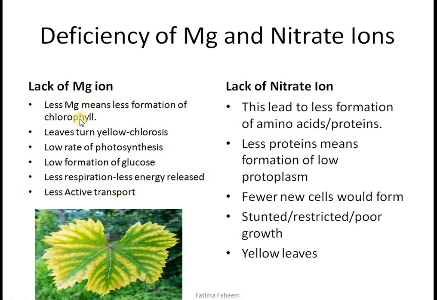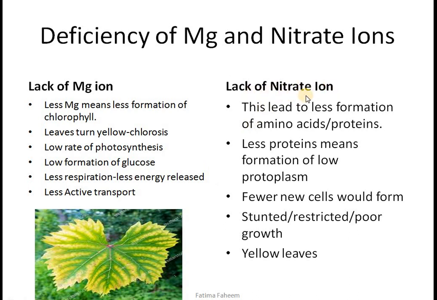Magnesium ions, required for chlorophyll, when deficient in the soil, would turn the leaves yellow. This lack of magnesium would cause a reduction in the rate of photosynthesis, a reduction in the formation of glucose, and a reduction in the process of respiration. Less energy would be produced and the active transport process would also reduce. Let's see nitrate ions now.